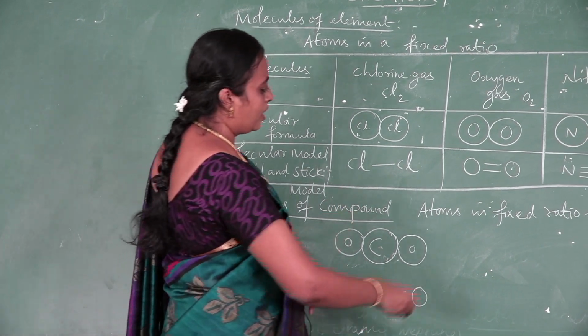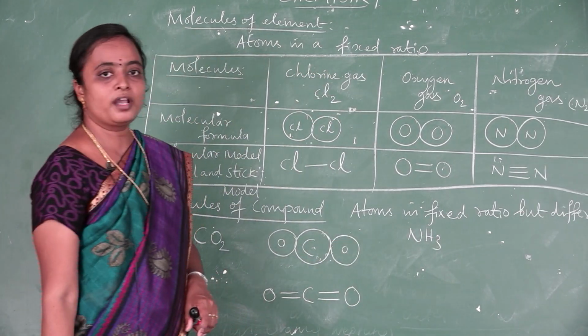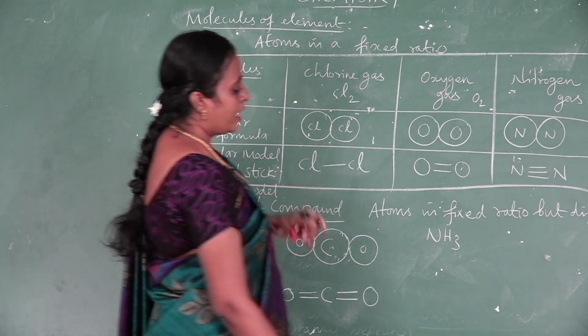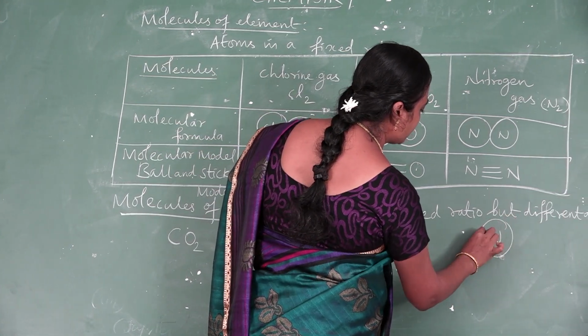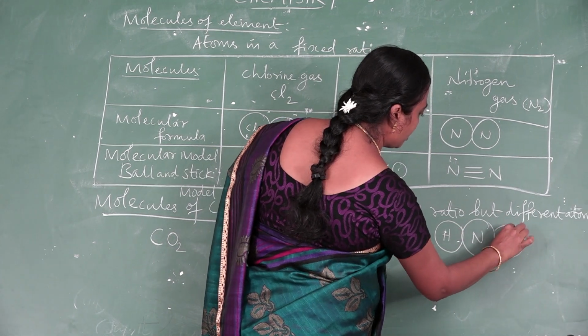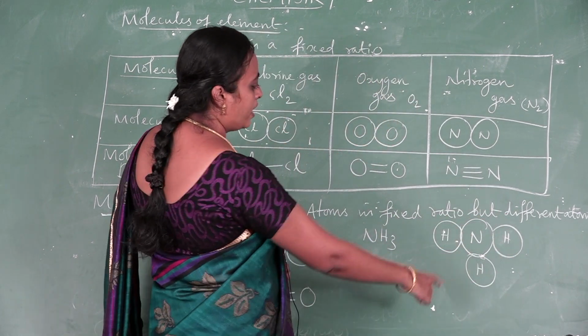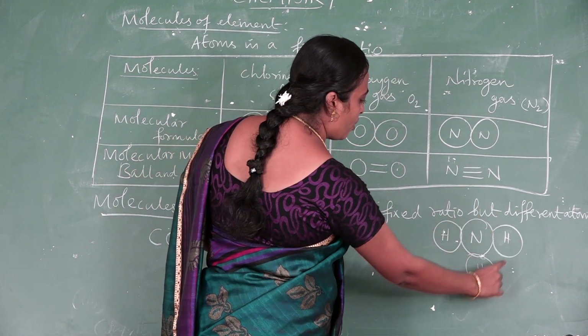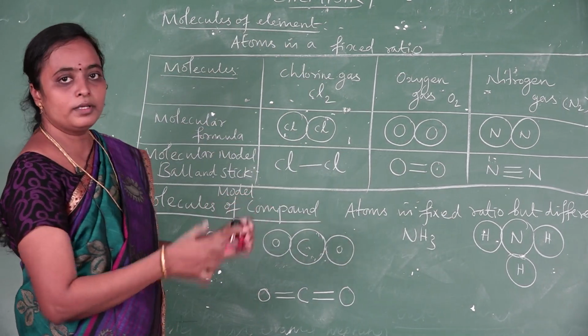If I am taking ammonia, NH3, that is the molecular formula of ammonia, NH3. So I can give the ammonia molecule as 1 nitrogen like this, and that is 1 hydrogen atom, another hydrogen atom, another hydrogen atom. So 1 nitrogen forms a bond with 3 hydrogen atoms. That indicates how the molecule will be formed.